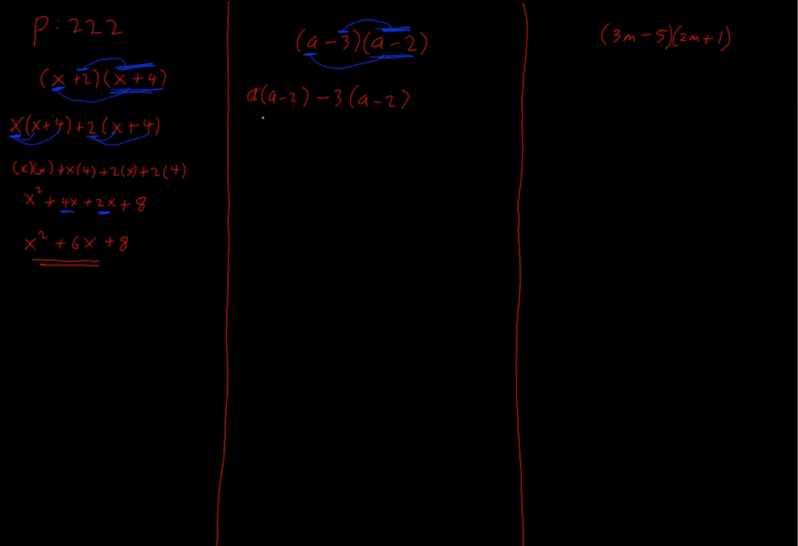And now we're going to multiply out. This again is what we already know. We've done questions like this. We're going to have a multiplied by a, multiplied by minus 2, minus 3 multiplied by a, minus 3 multiplied by minus 2.